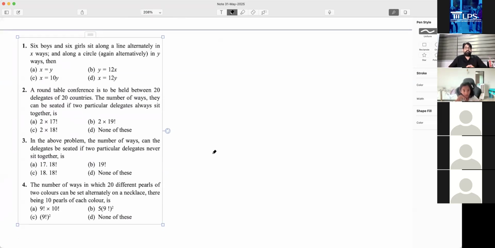Yes, let's start. First question, answer, everybody. You can answer in the chat box. So alternately means, how many ways are there for the seating arrangement? Six boys and six girls sit along a line alternately. Alternately means what? One boy, one girl, like that. X ways, and along a circle again alternately in Y ways. So you have to tell what is the relation between X and Y. Is this clear?